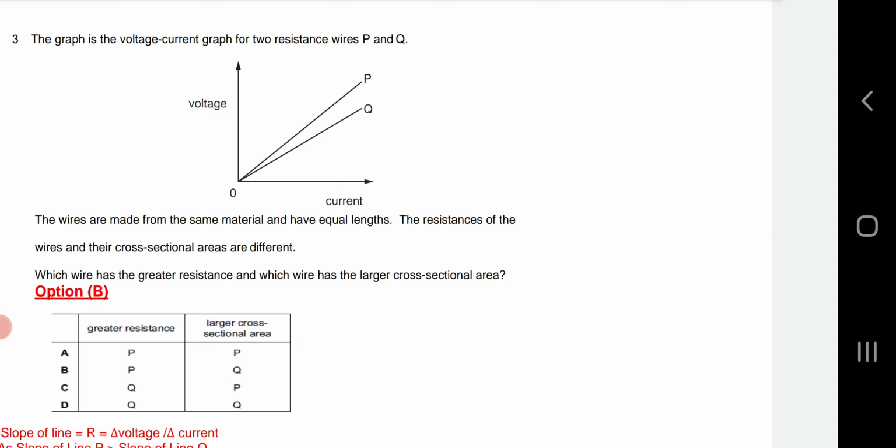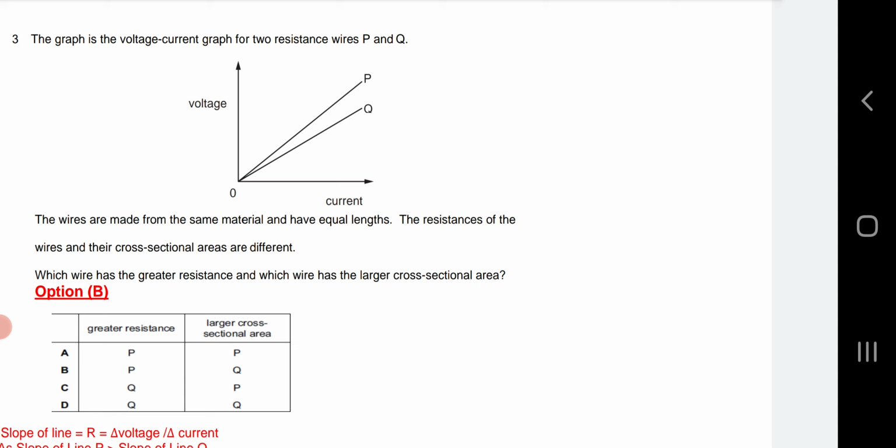Question number 3. The graph is the voltage current graph for two resistance wires P and Q. The wires are made from the same material and have equal lengths. The resistances of the wires and their cross-sectional areas are different. Which wire has the greatest resistance and which wire has the larger cross-sectional area?